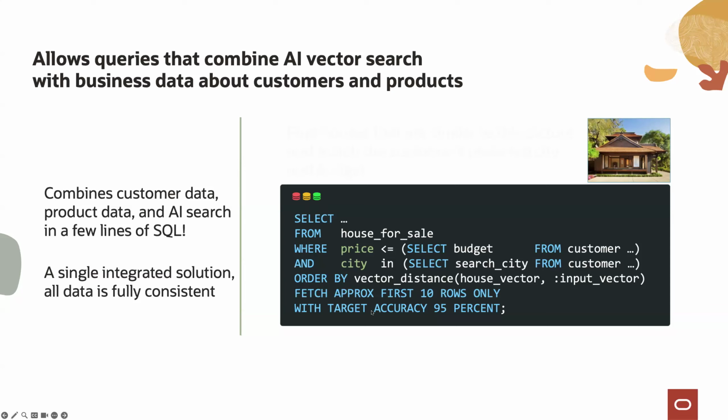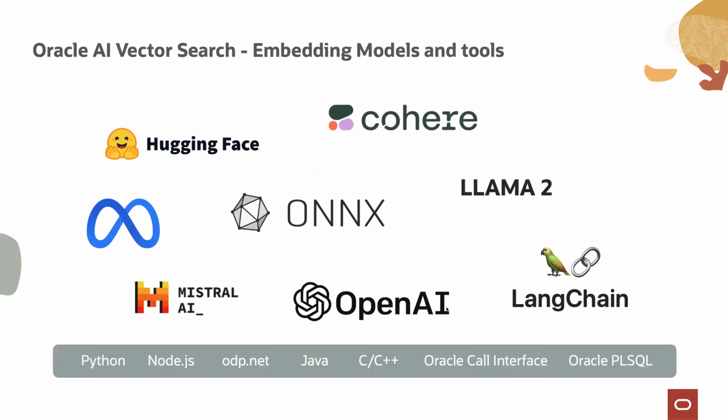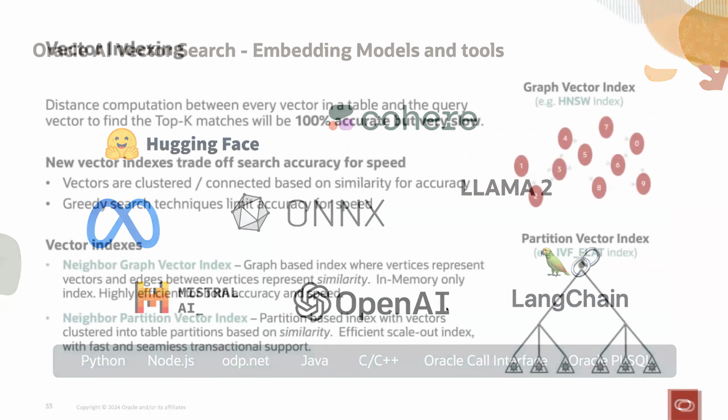Now you'll notice here, and by the way, you don't need this approx here. We've got this here to tell it to call an index, and then a target accuracy of 95%. These are optional. You don't need to use these clauses at all. There are a number of embedding models we support. I'm going to skip past that.